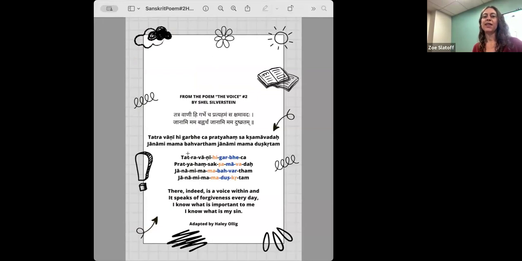There indeed is a voice within, and it speaks of forgiveness every day. I know what is important to me. I know what is my sin. And I don't quite know Haley's process, but we definitely worked on this a bunch. And so we had to come up with some other words. Garbe means like in the womb. It sort of starts to change as you go back and forth. So we'll chant it on Haley's behalf.